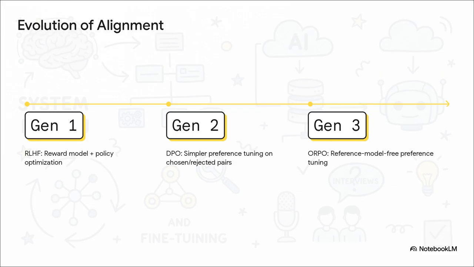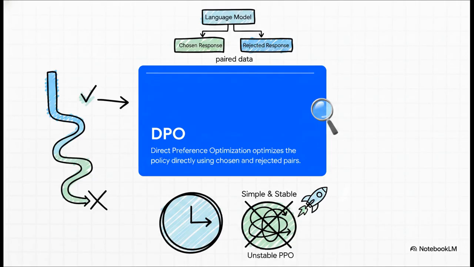So the industry moved down to DPO, directly on preference pairs. And now we're even seeing ORPO, reference model free tuning, just to save on compute overhead. Let's zoom in on DPO, direct preference optimization. This became massively popular because it literally skips that unstable PPO step. It directly optimizes on chosen and rejected response pairs without a separate reward model or online RL loop. It's just so much simpler and significantly more stable to operationalize.